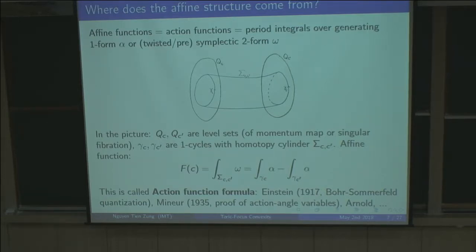So here, let me mention, where is the origin of the affine structure? Where does it come from? This principle of the affine structure works also when there is no integrable system. It works for things like quasi-symplectic groupoids also, more abstract things. Also, in the non-linear convexity theorem, you still need some affine structure.